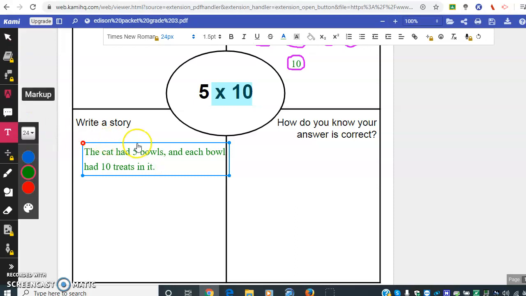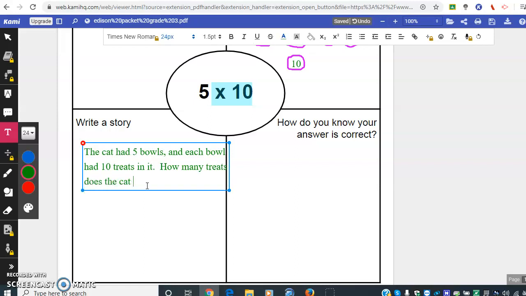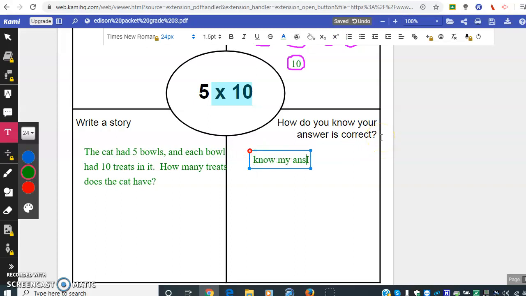Now I've got 5 containers, and each container is having 10 in it. Make sure you're following this format because this is a multiplication story format. You've got to have containers, and then you've got to have things in those containers. Now I can just ask the question, how many treats does the cat have. All right. Now, how do I know my answer is correct? I know my answer. Oh my goodness, what happened? Let's get that back where it belongs.